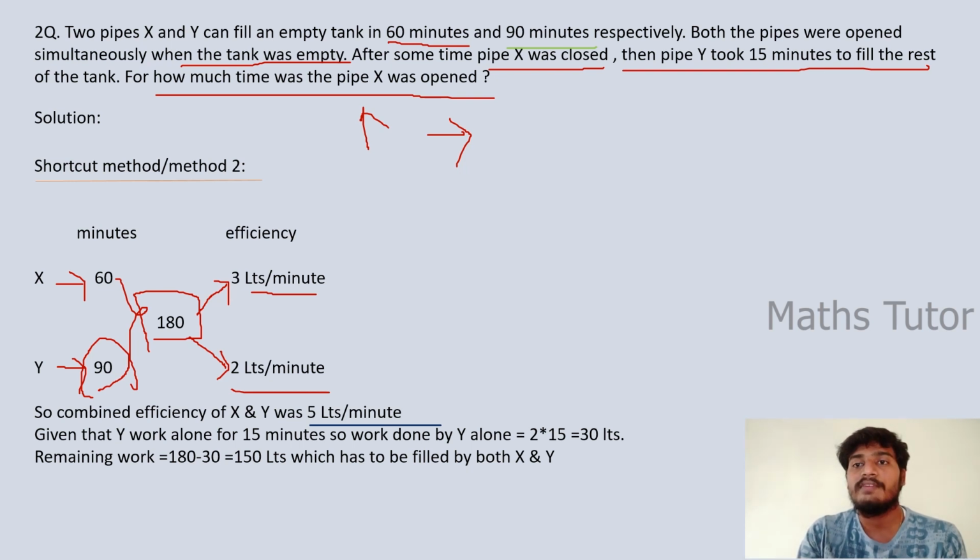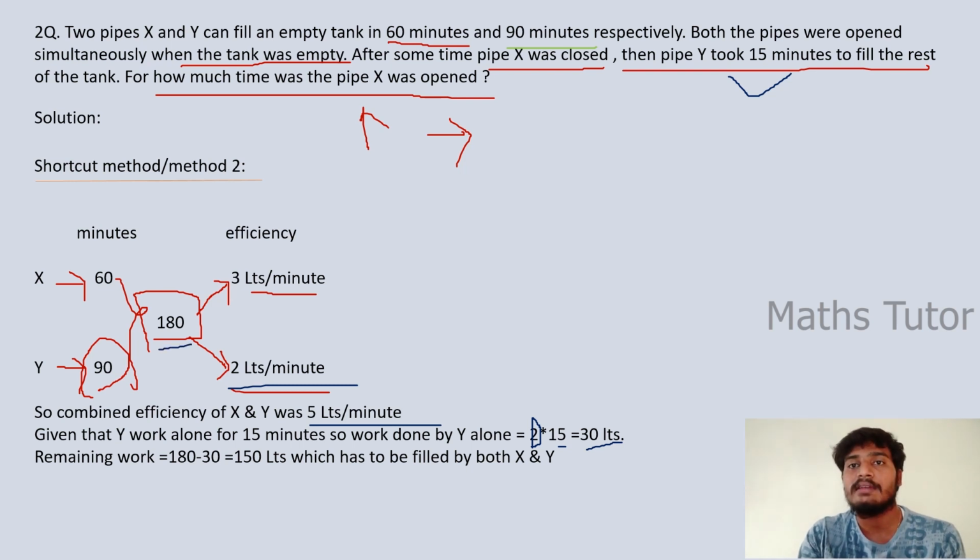Given that Y alone worked for 15 minutes. So here Y alone worked for 15 minutes. The efficiency of Y for 1 minute is 2 liters. So for 15 minutes it can fill 30 liters of the tank.